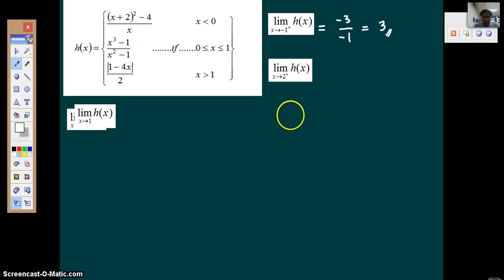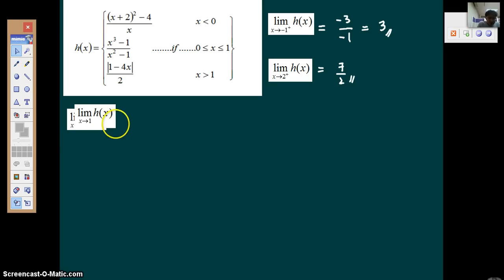So 2 from the right is values approaching 2 from the right side, and they are all in this condition, greater than 1. And again, we can substitute 2, so just substitute: 1 minus 4 times 2 is 8, and then the absolute value of 1 minus 8, that's -7. The absolute value is 7 over 2, so the limit is simply 7 halves.